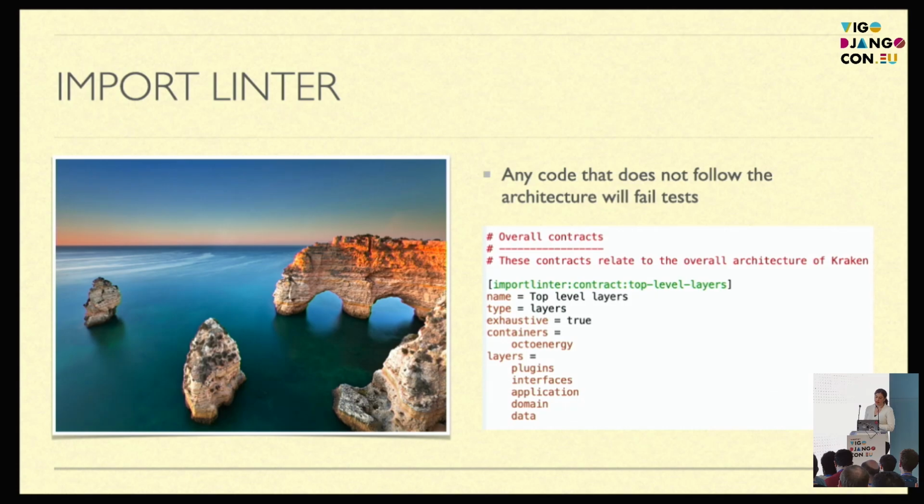So we have several configuration files with different contracts, each tailored to different aspects of our architecture. And import linter is integrated into our deployment pipeline. So any code that does not follow the architectural rules defined by those contracts will fail the test.